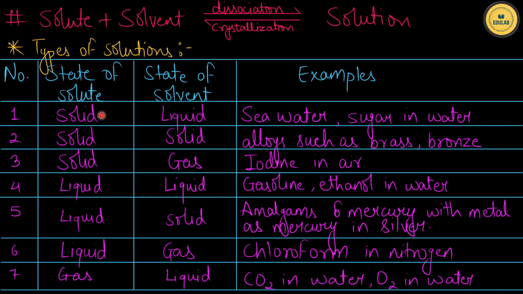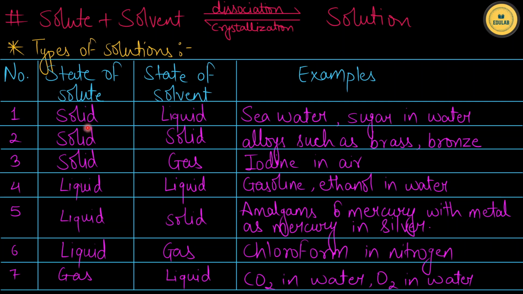If the state of solute is solid and state of solvent is liquid, then example is sugar in water. And if the solute is solid and solvent is also solid, then example is alloy such as brass, bronze. And if the solute is solid and solvent is gas, then example is iodine in air. And if both are liquid, then example is gasoline and ethanol in water. And if the solute is liquid and solvent is solid, then example is amalgam of mercury with the metal, as mercury in silver.